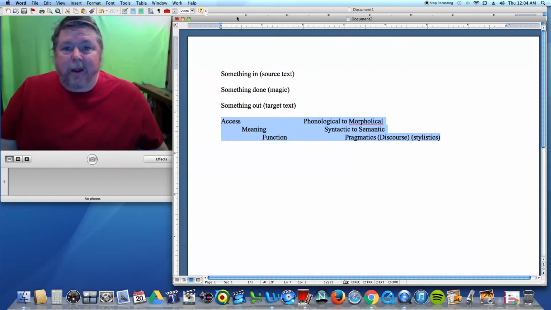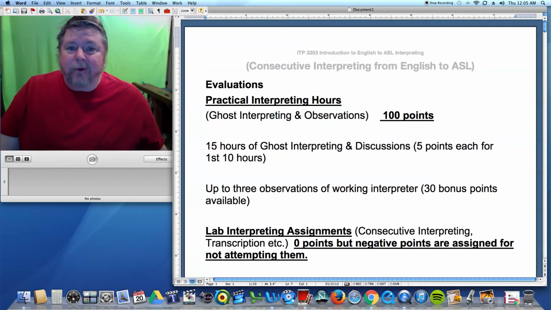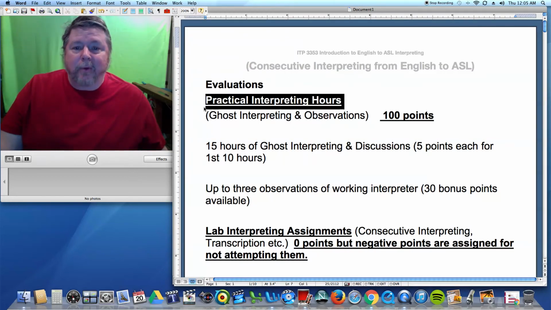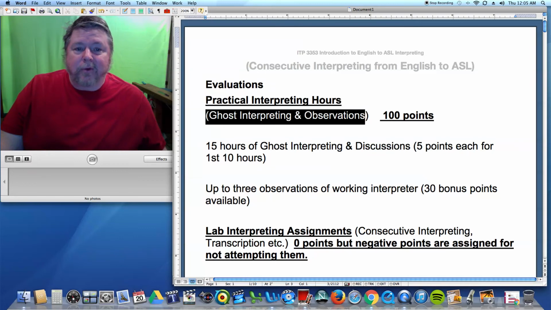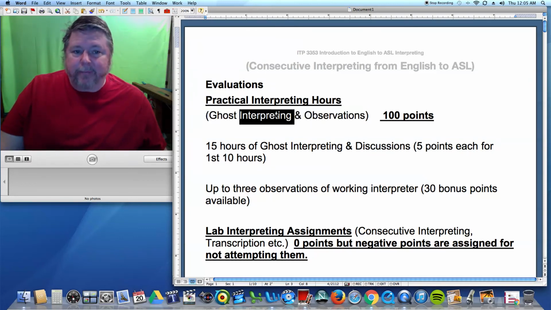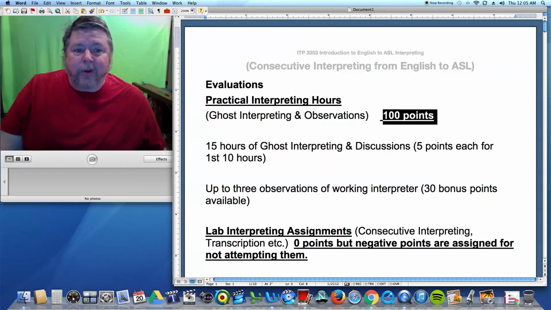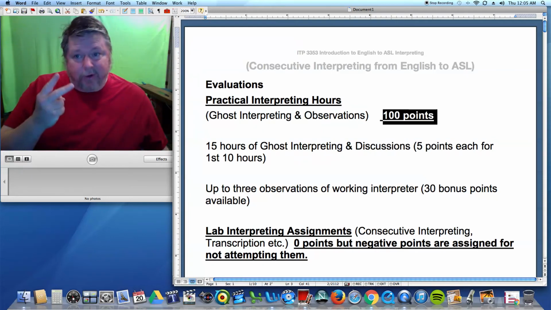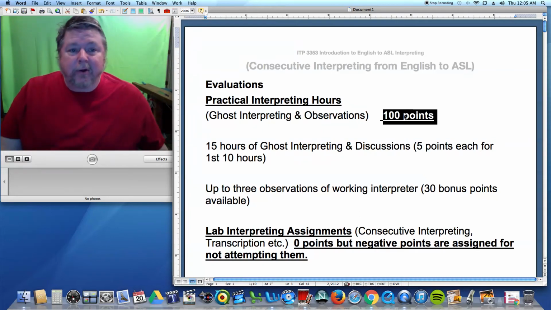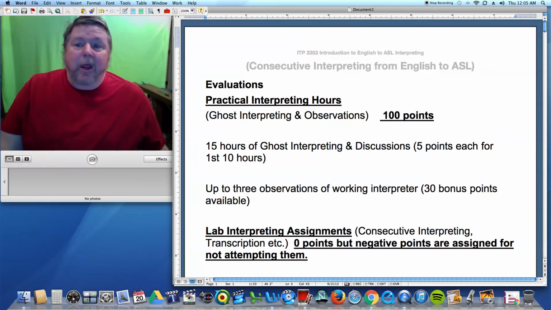That being said, this class is asking you to practice interpreting in a safe way, and what we do is we use this process called ghost interpreting. That's the first part we're going to talk about. And a full 1/5 of the course, or 2 grade levels, is tied to accomplishing this. How do you document this? You enter it into Canvas.